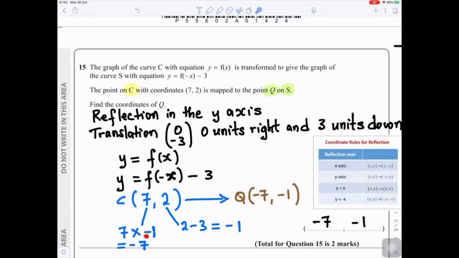Times by minus 1, that's the reflection in the y-axis. And then you bring it down 3 by subtracting 3 from the y value. If you look on the right-hand side, it gives you a summary of the coordinate rules for reflection. When you reflect in the y-axis, x y changes to minus x y. When you reflect in the x-axis, x y changes to x and minus y. And so on. That table is good for understanding it and how to apply it.